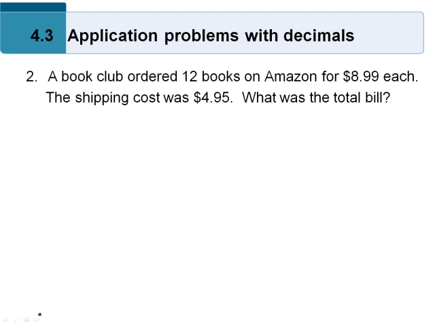Number 2. A book club ordered 12 books on Amazon for $8.99 each. The shipping cost was $4.95. What was the total bill? So this is the same idea as the problem we just did. We have 12 books that cost $8.99 each. So first we have to multiply 12 times $8.99.